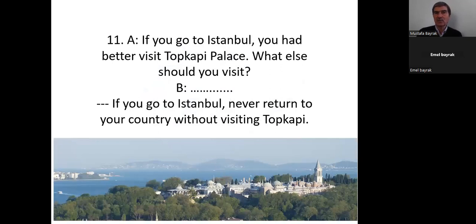If you go to Istanbul, this is a dependent clause. If you go to Istanbul, you had better visit Topkapi Palace. What else should you visit? You should visit Galata Tower. Or you had better visit Galata Tower. You ought to visit Galata Tower. If you go to Istanbul, never return to your country without visiting Topkapı. Okay.